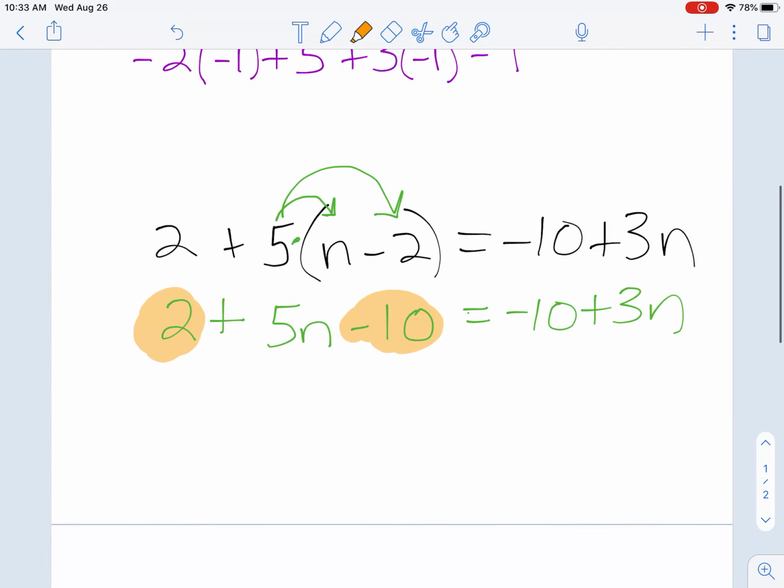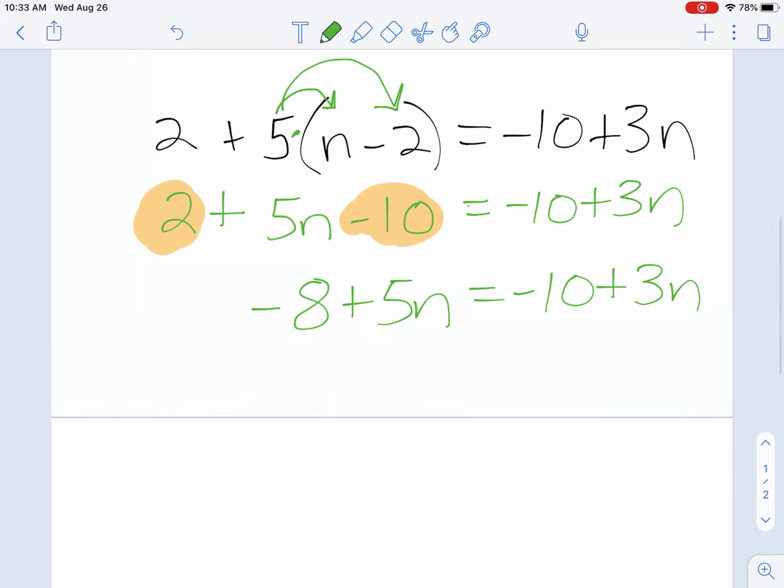So if we combine those together and we perform the operation 2 minus 10, we're going to get a -8. I haven't done anything with the 5n yet, so I'm going to bring that down. And then once again, I'm going to bring the 10 plus 3n down because we cannot add those together when they have different variables. One's got a variable and one doesn't.